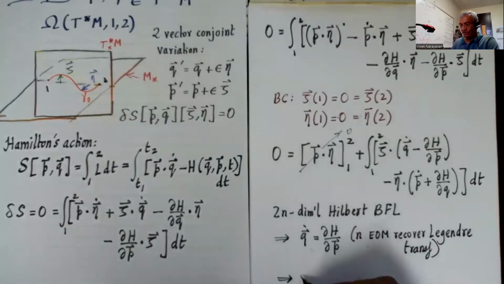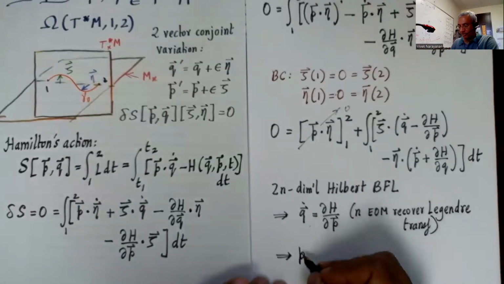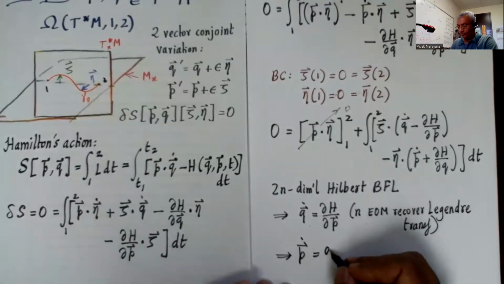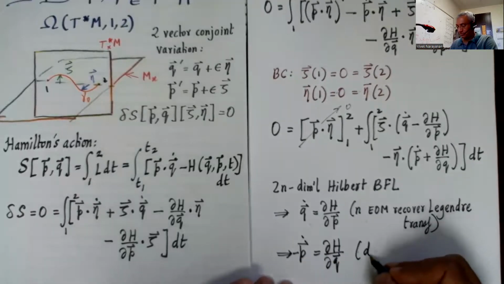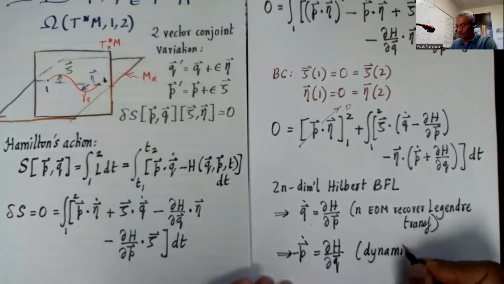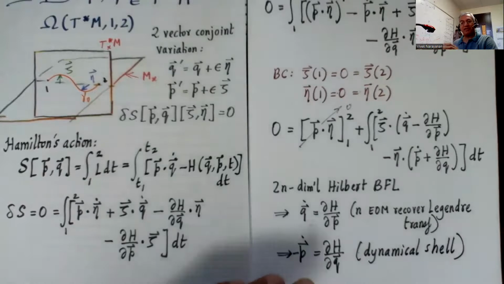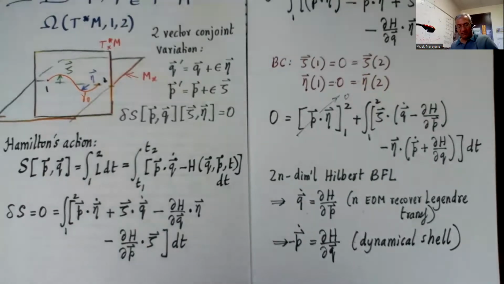And then the other ones give that dynamical content in the problem with a minus sign. So that's a dynamical shell. We have in this manner obtained the famous set of equations known as Hamilton's equations.